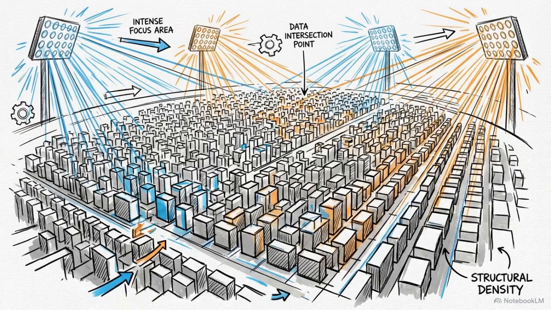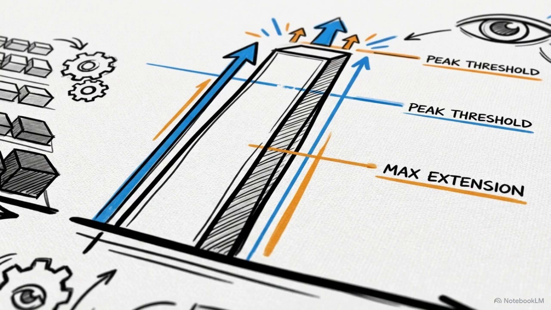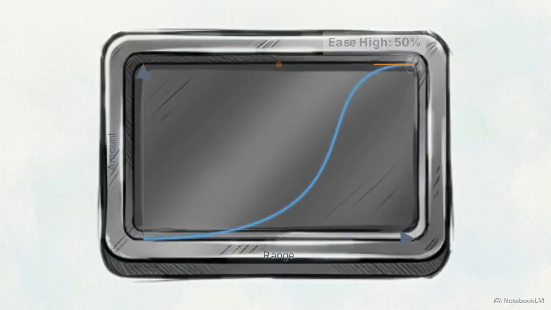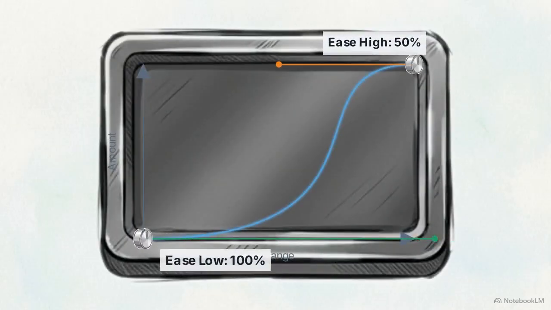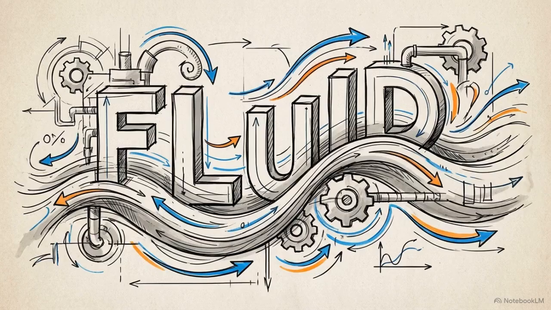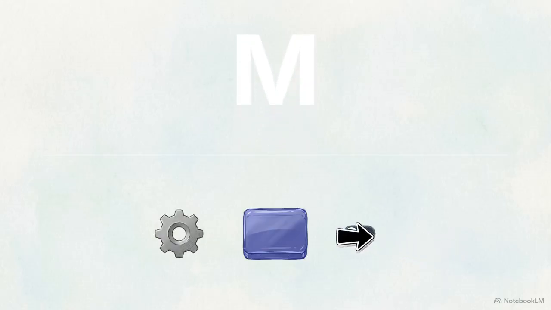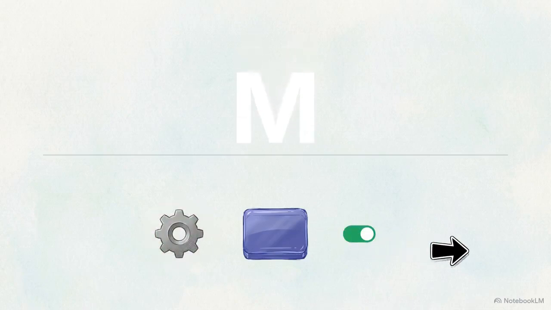Think back to our stadium crowd. Real people brace themselves, stand with a burst of speed, and then naturally slow down as they reach their full height. Setting ease high to 50% and ease low to 100% mimics that natural human physics. Manipulating the math behind the shape and the easing separates a basic drag-and-drop template from a custom, fluid title sequence. To blend sequential vertical movements seamlessly, we turn on motion blur. This simulates the slight blur a real camera captures when objects move quickly.